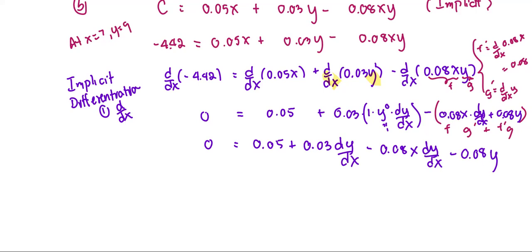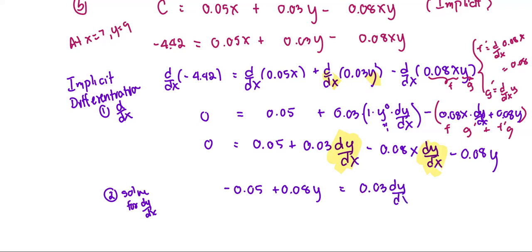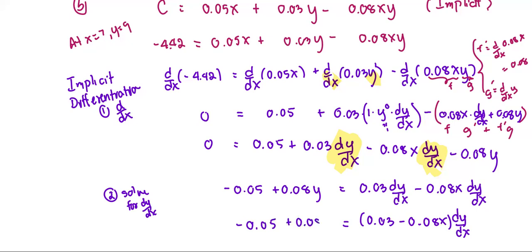The problem asks you to solve for dy by dx. So the second step of the implicit differentiation, we solve for dy by dx. The dy by dx appears over here and over here. We collect the like terms and move the terms with no dy by dx over to the other side to get negative 0.05 plus 0.08 multiplied by y equals 0.03 dy by dx minus 0.08x dy by dx. On the right hand side, we just treat them with the common factor dy by dx multiplied by the coefficient combined, so 0.03 minus 0.08x equals the left hand side, negative 0.05 plus 0.08 times y.